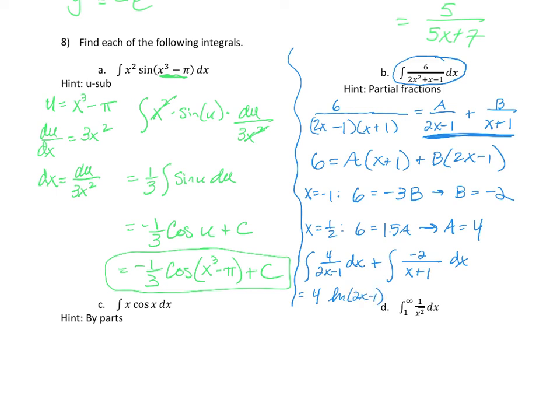But then quickly go backwards. The derivative of ln of 2x minus 1 is 1 over 2x minus 1 times 2. So I don't want an 8 in the numerator. I want a 4. So I'm going to change this to be a 2, so that when you take the derivative of that, you get 2 times 1 over 2x minus 1 times 2, giving you the 4. All right, and then my next one is minus 2 ln of x plus 1 plus C.